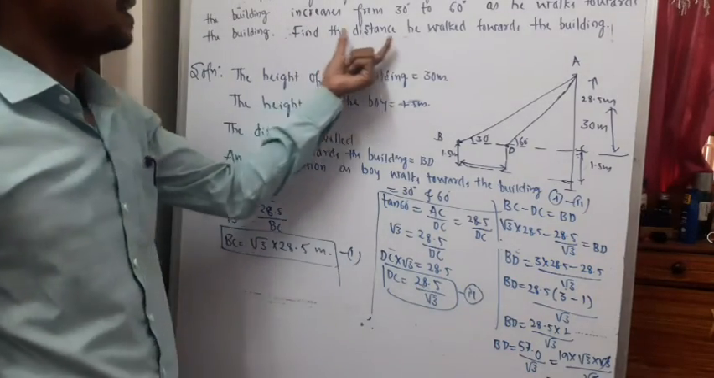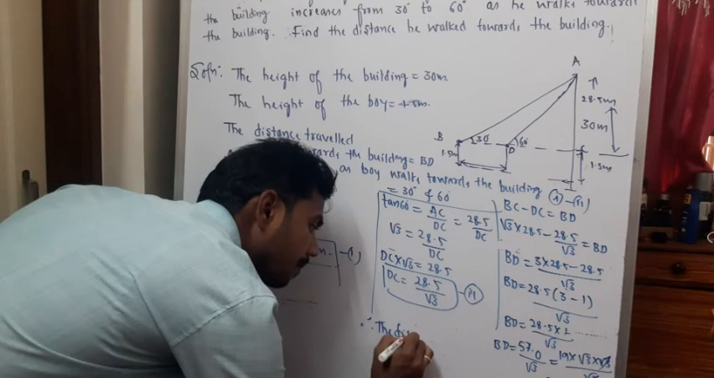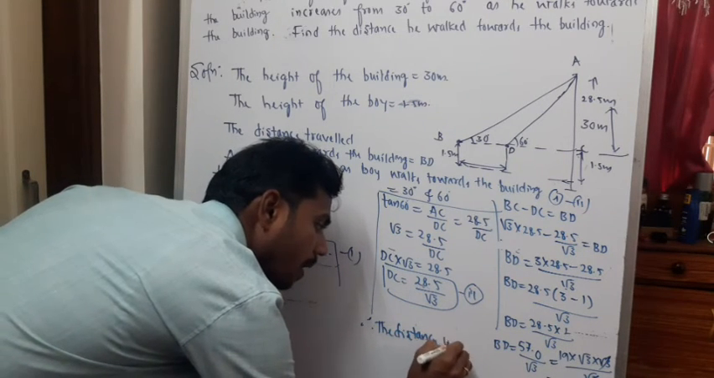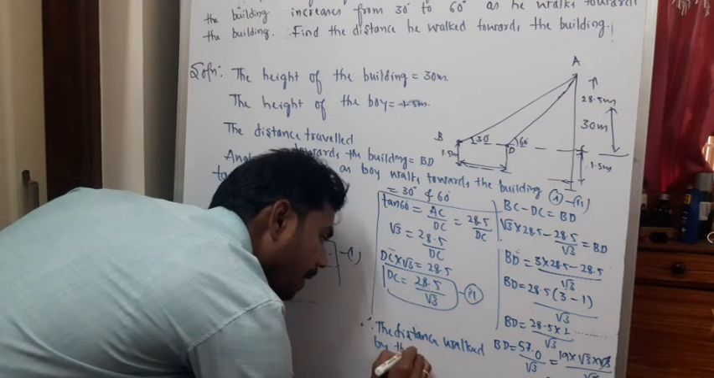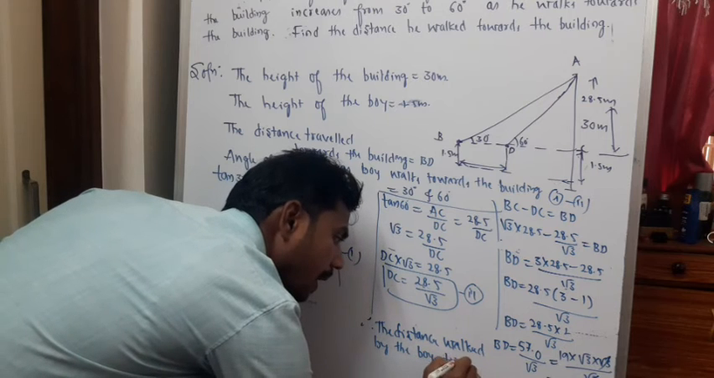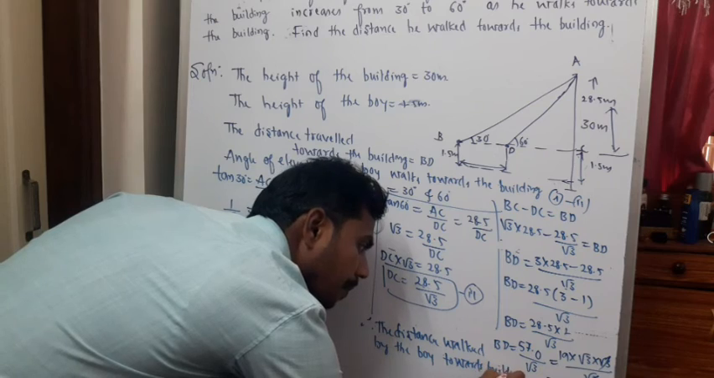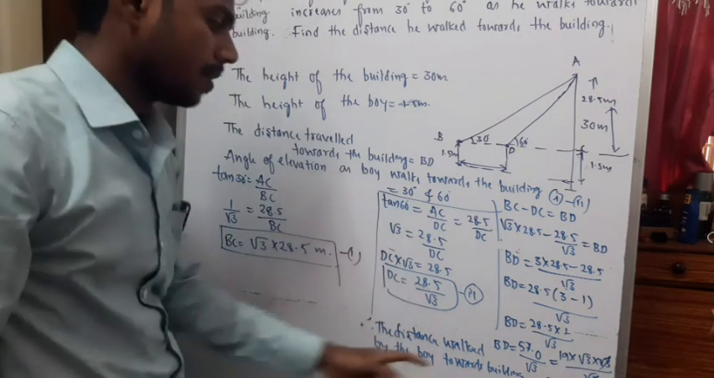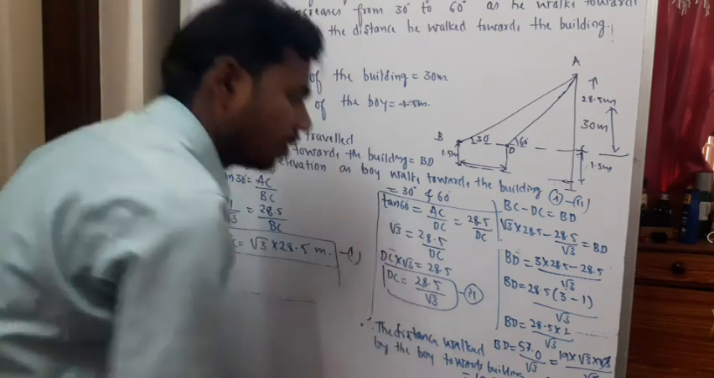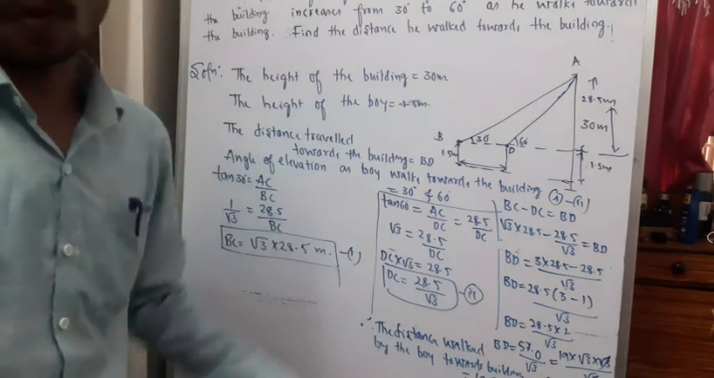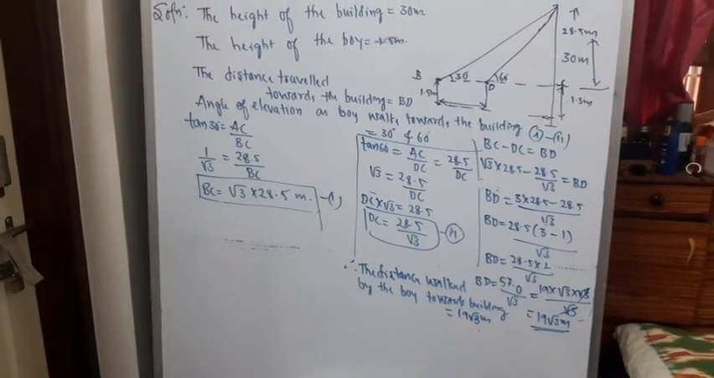So the distance walked towards the building is equal to, therefore the distance walked by the boy towards the building is equal to 19 root 3 meter. Okay, 19 root 3 meter. Please note this down. 19 root 3 meter. Please note this down.